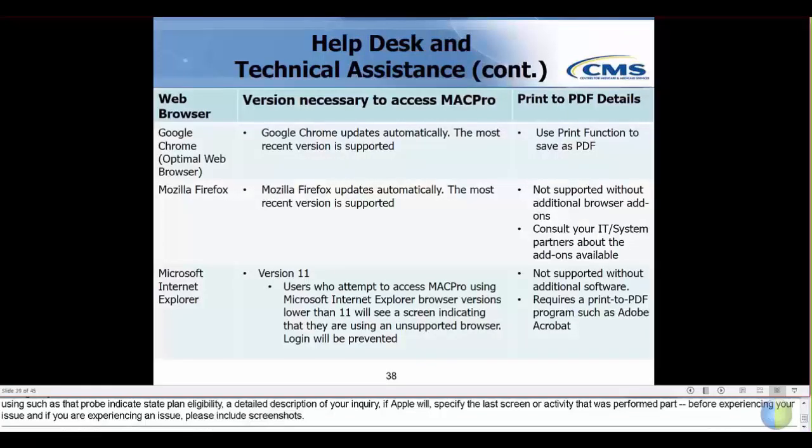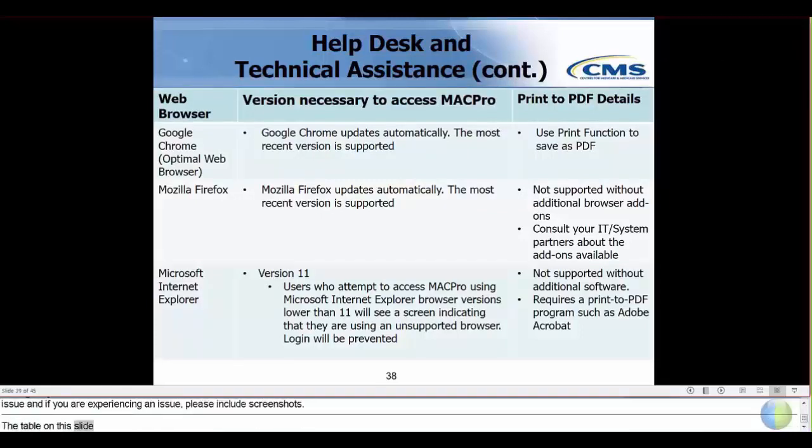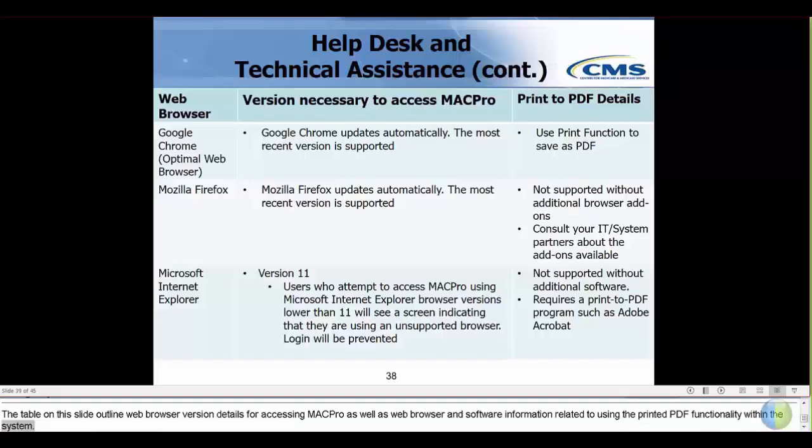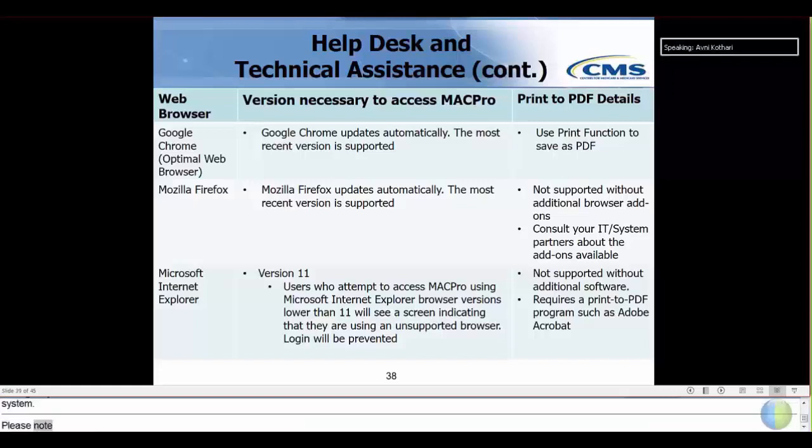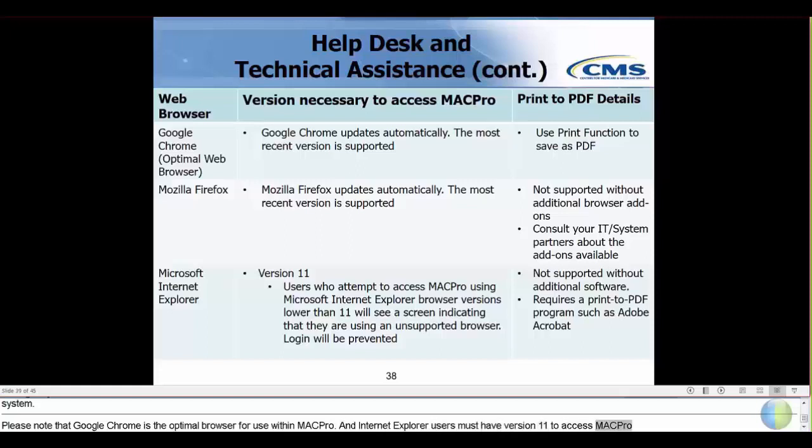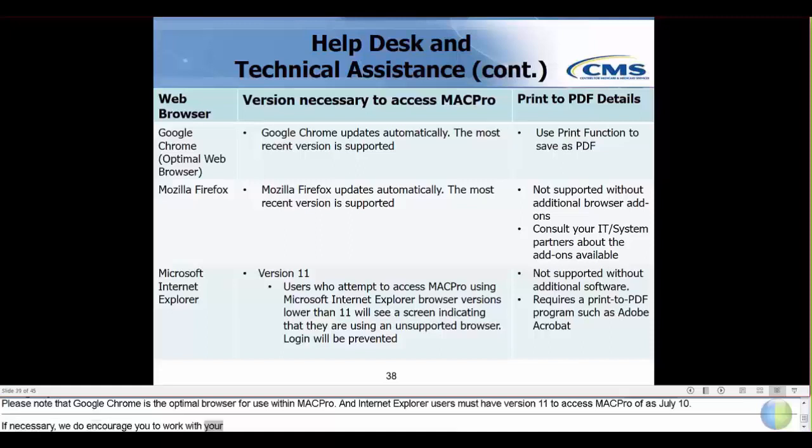The table on this slide outlines web browser version details for accessing MacPro, as well as web browser and software information related to using the print-to-PDF functionality within the system. Please note that Google Chrome is the optimal browser for use within MacPro, and Internet Explorer users must have version 11 to access MacPro as of July 10th. If necessary, we do encourage you to work with your organization's IT department to prepare for working within the MacPro system.